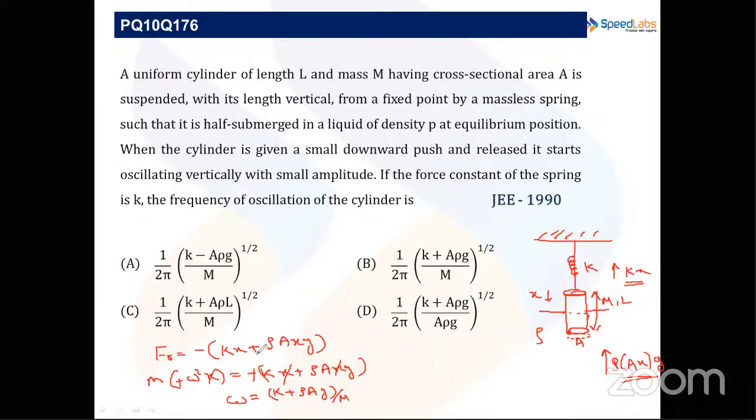So you got omega; it is this entire thing raised to power half. And omega upon 2 pi will give you frequency, so 1 by 2 pi times this. Check the options: k plus rho A g, there is no l. k plus rho A g by m. This looks correct. Is that clear?